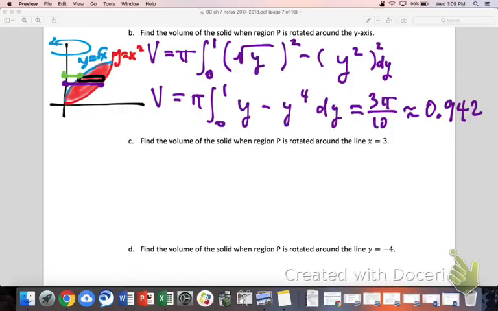That's the one thing I don't think it can be. Vertical, yeah. X equals is always vertical.